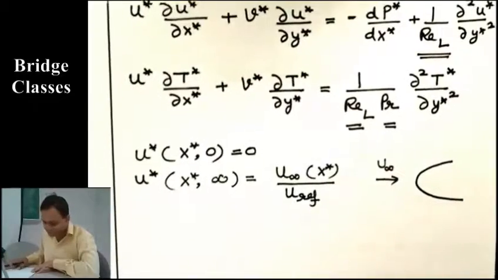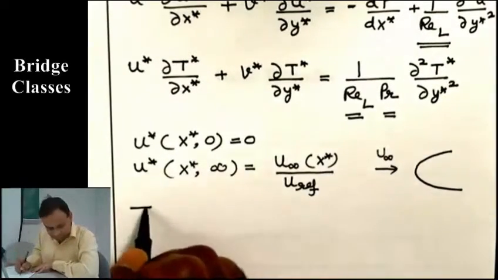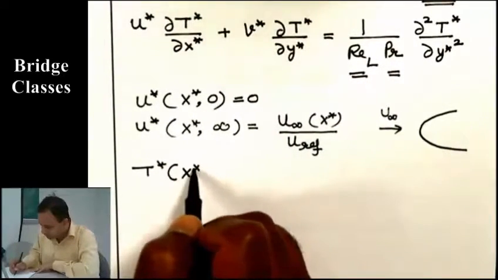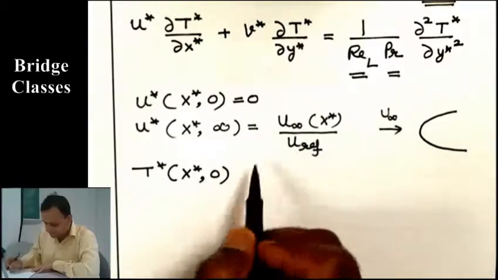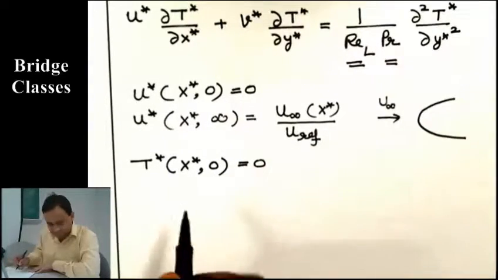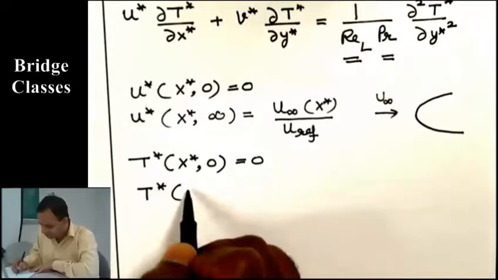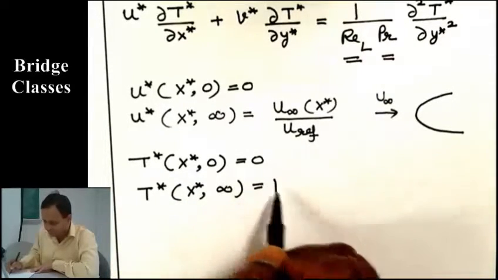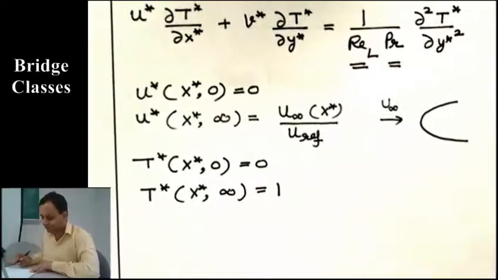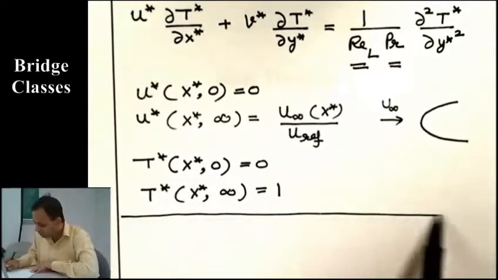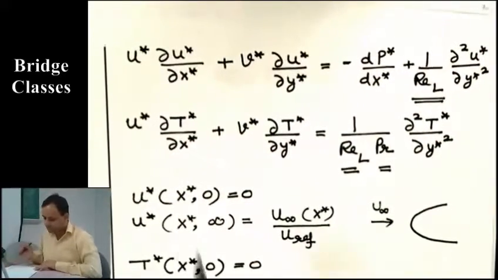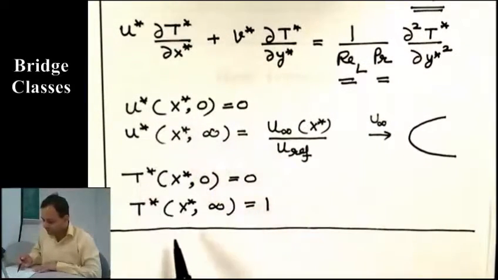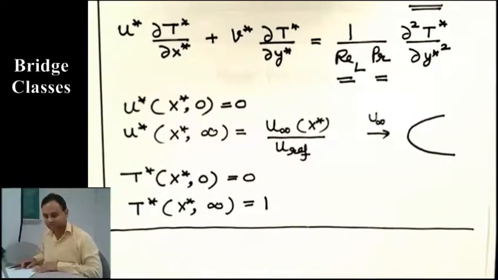And in terms of temperature, you'll get T star at the surface will be 0 and T star at y star of infinity will be 1. It will approach the free stream temperature. So those are the non-dimensional equations for momentum and energy and non-dimensional boundary conditions.